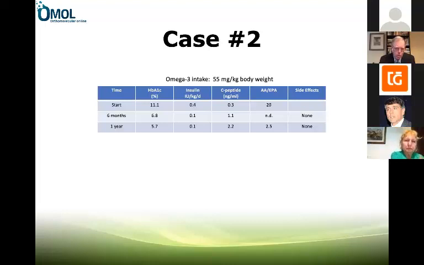He's taking exceptionally small amounts of insulin. His amount of C-peptide is doubled. And his ratio of arachidonic acid to EPA significantly reduced. And of course, the most important thing, the amount of side effects. None.